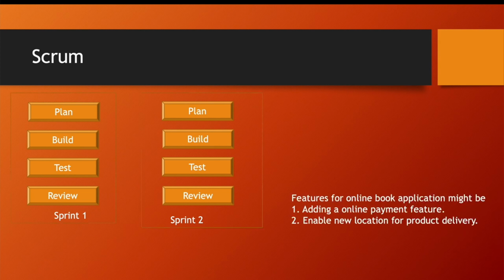Okay. So till now we are trying to develop an online book application. In that case, for the product development of that online book application, we might have features like the first feature can be adding an online payment feature. That might be our sprint one. Then the next feature would be enabling a new location for product delivery. That comes under sprint two. And that's how the entire product development is broken into small pieces to ease the deployment of the software product into the market.